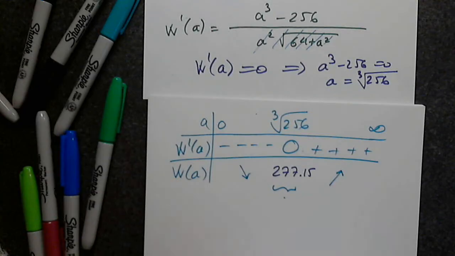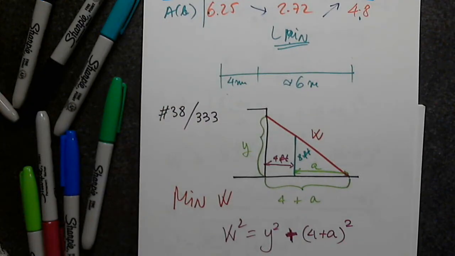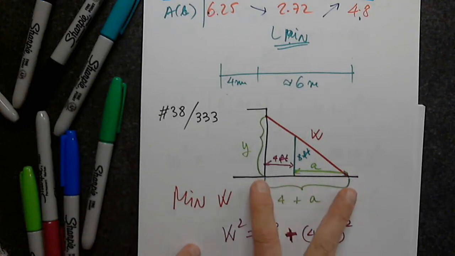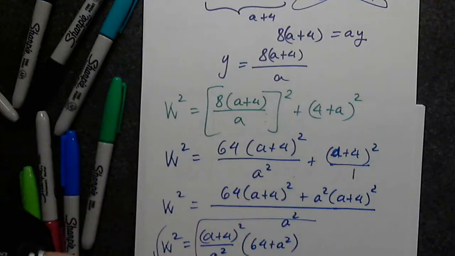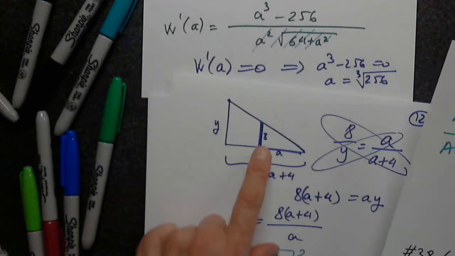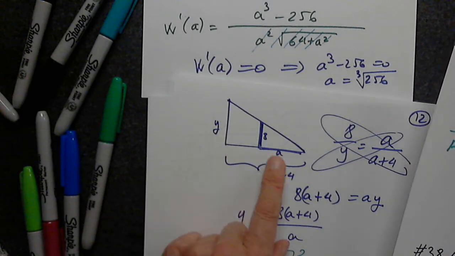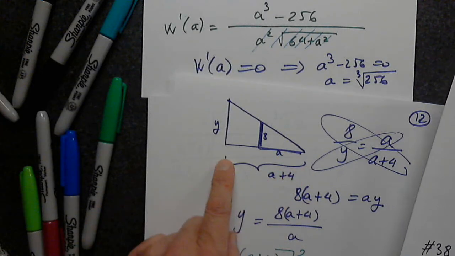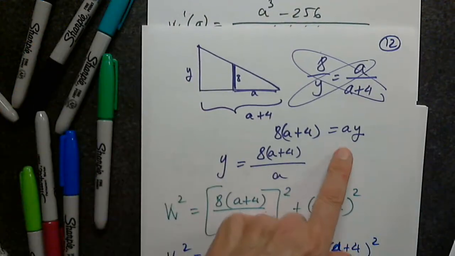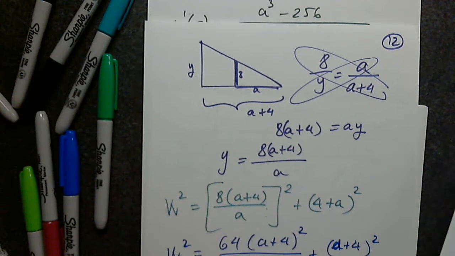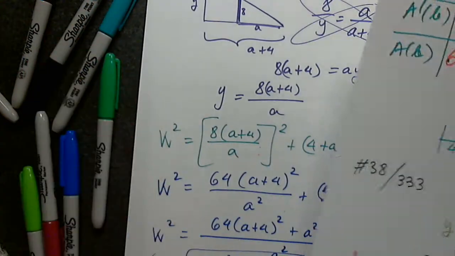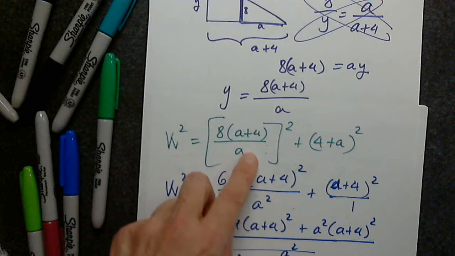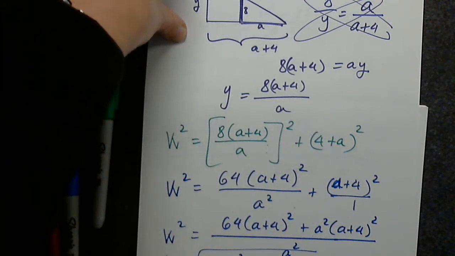I have to review my calculations. So this was A plus 4, this was y squared. So far, this is good. Then we wrote 8 over y equals A over A plus 4. That is correct. Then we wrote AY. That is correct. Then we wrote y. That is correct. Then we replaced it in y squared. Yes, that is correct. Everything is okay so far.